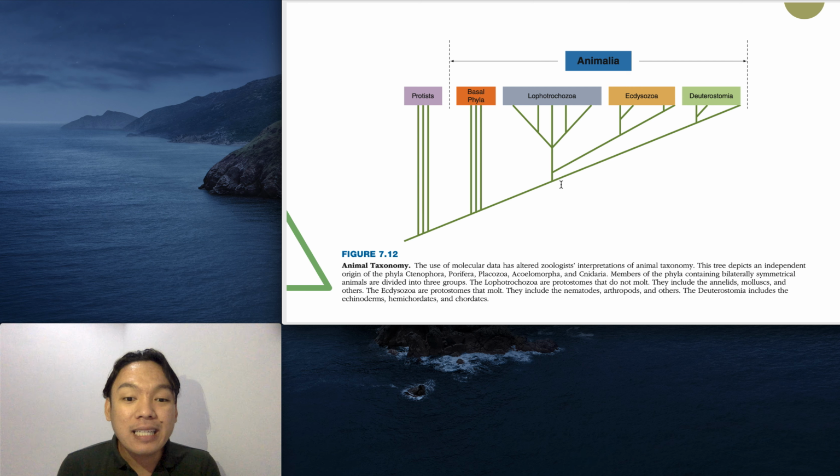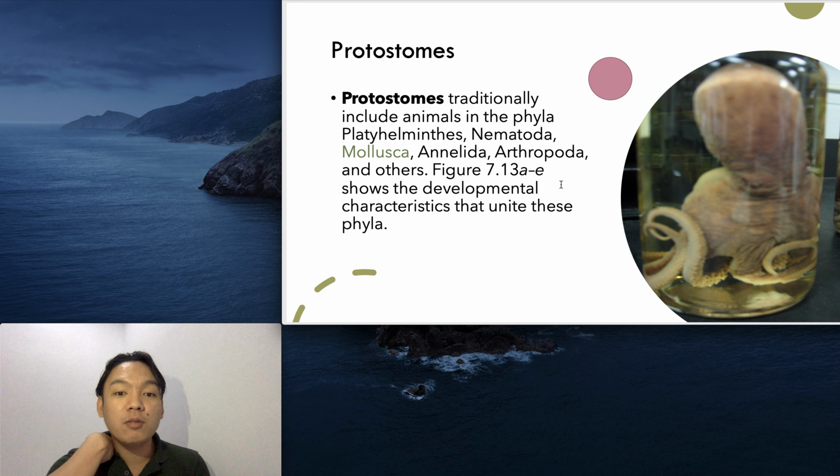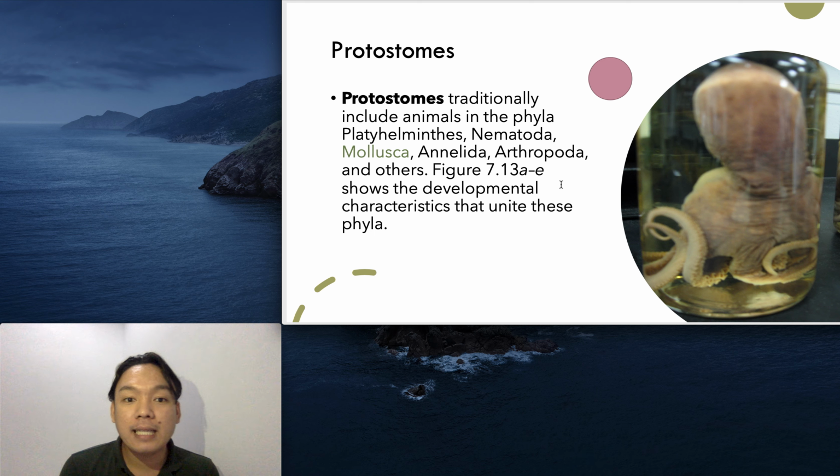The Ecdysozoa, because they perform ecdysis, are the protostomes that are molting. They include the nematodes, the arthropods, and others. And the Deuterostomia include the echinoderms, hemichordates, and the chordates. So these are your kingdom Animalia. Protostomes traditionally include the animals in the phyla Platyhelminthes, Nematoda, and Mollusca. This example is a mollusk, an octopus.